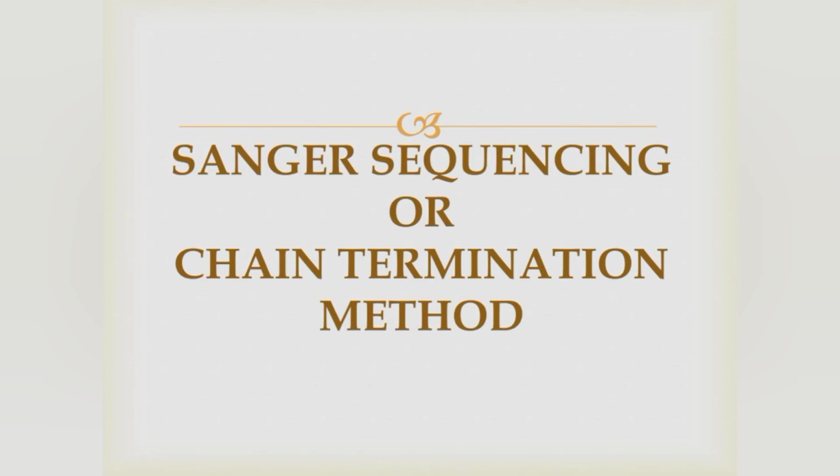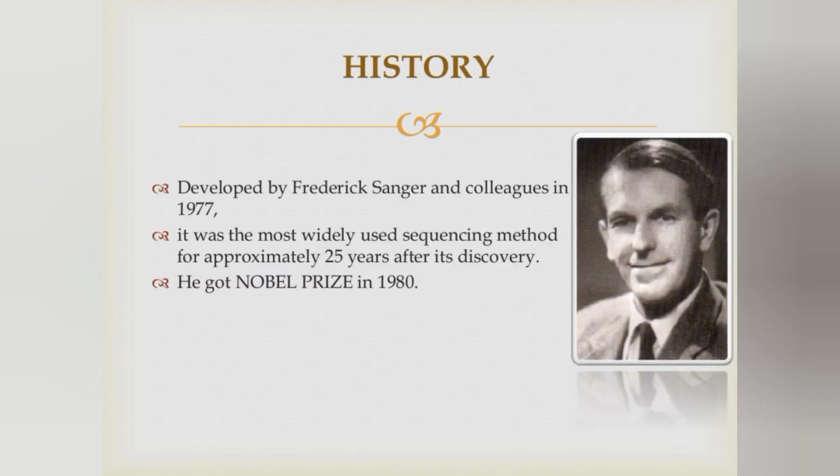So, student, now I'm going to discuss Sanger sequencing. Sanger sequencing is also called the chain termination method. History of the Sanger method: this method was developed by Frederick Sanger and colleagues in 1977. It was the most widely used sequencing method for approximately 25 years after its discovery. He got the Nobel Prize in 1980.